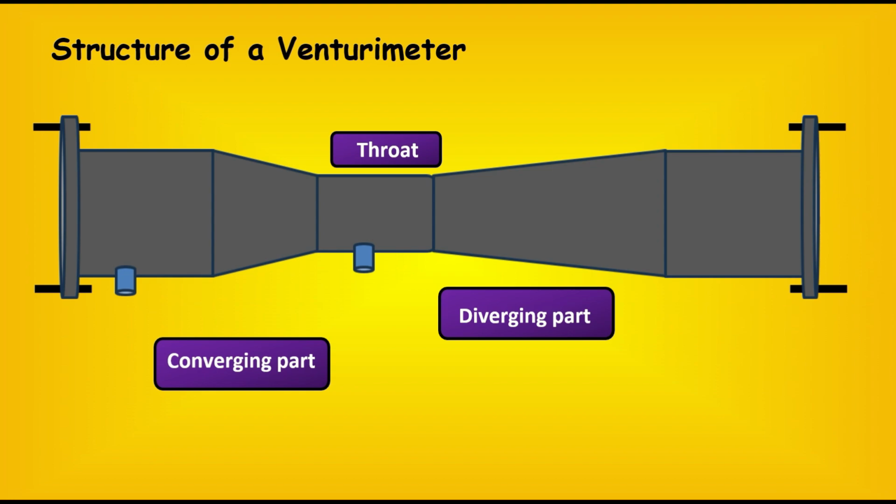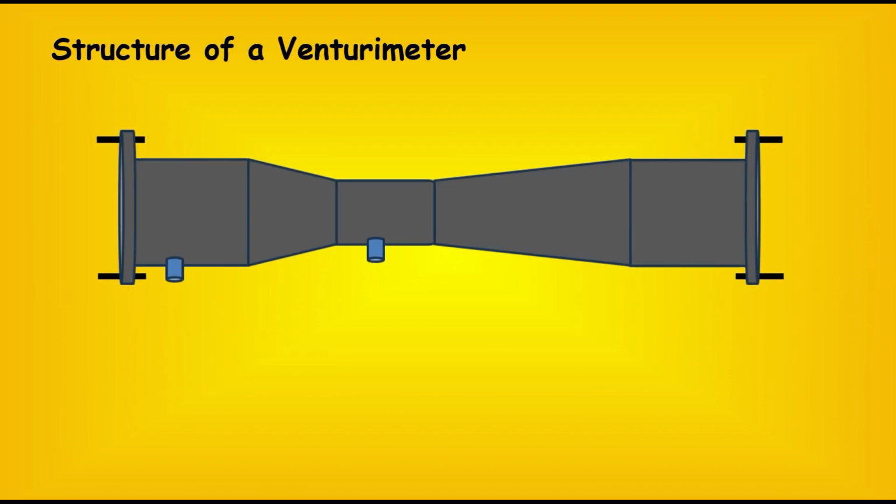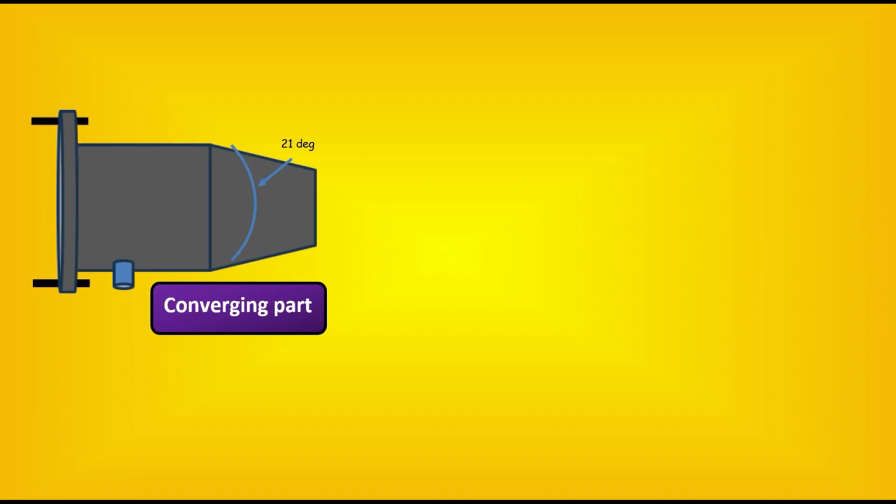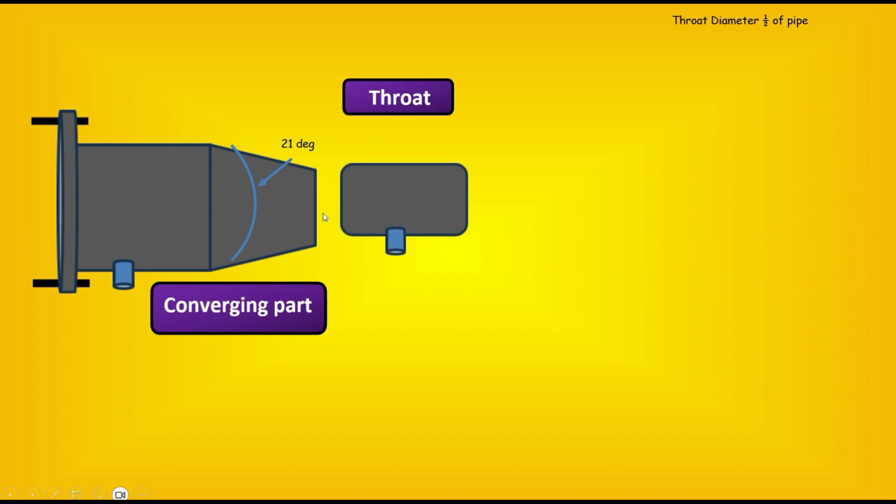A Venturimeter has three main sections. First is the converging part. So the first one is the converging part. This is the inlet section. As the name suggests, the pipe gradually narrows down from the full pipe diameter to a smaller pipe diameter. The fluid enters here and starts to accelerate as the area reduces. Now the second part is the throat. This is the narrowest section of the Venturimeter. The velocity of the fluid is maximum over here and the pressure is at its lowest point. So this is where the low pressure tapping is located.